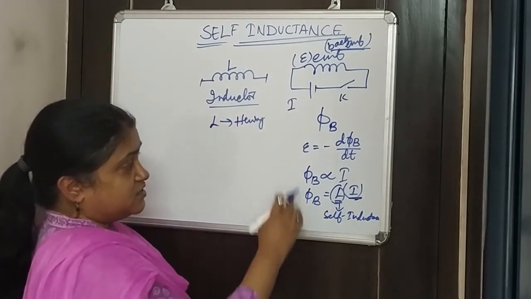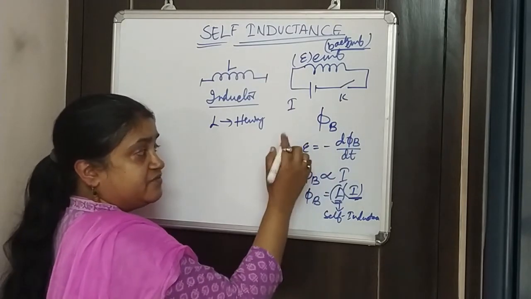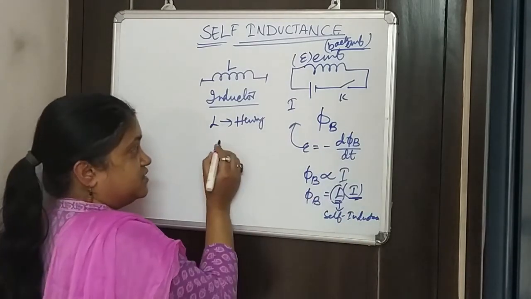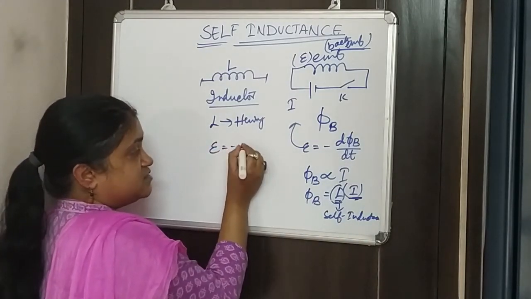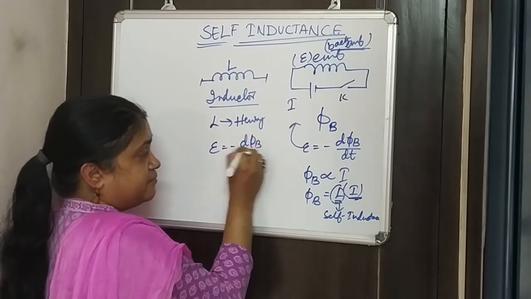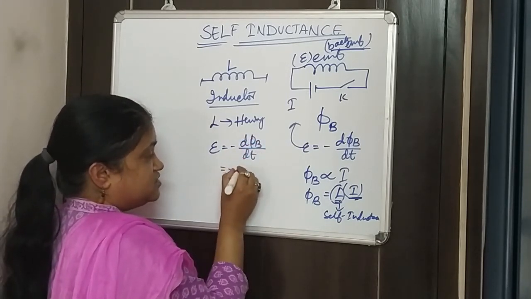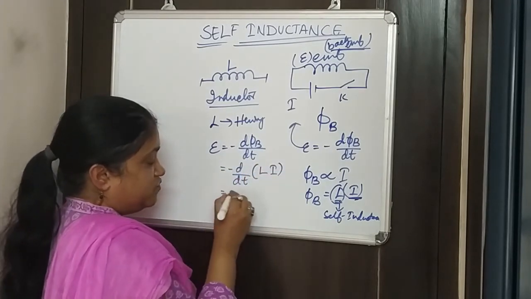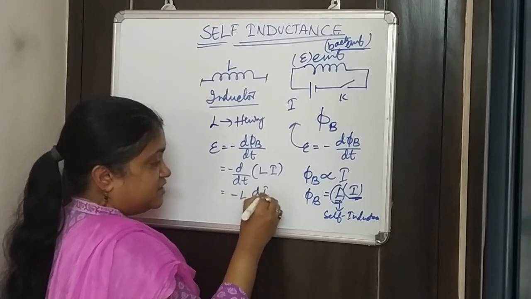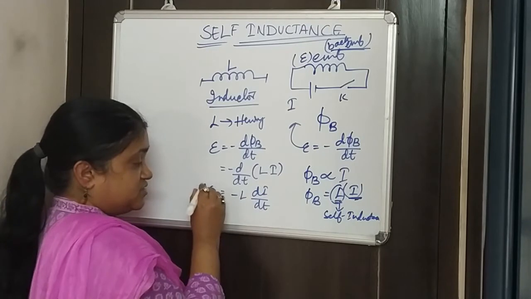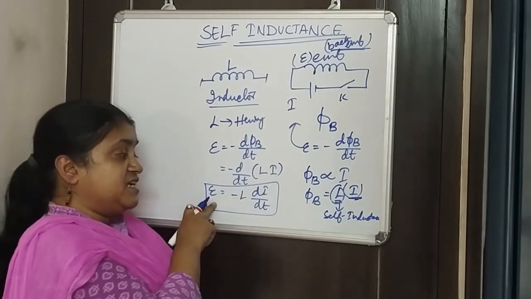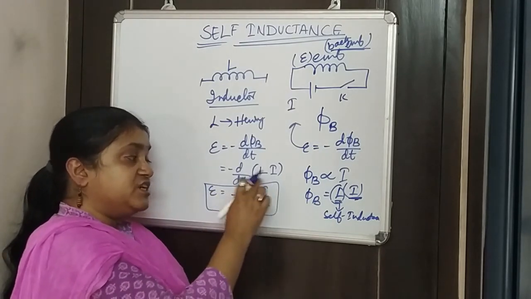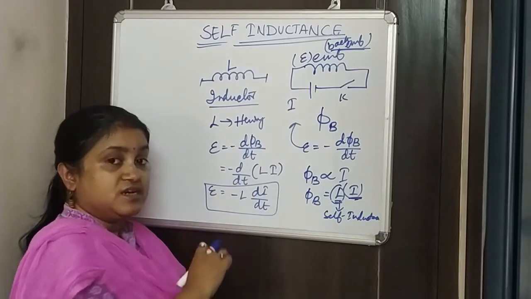If you try to put it in the back EMF, this is the back EMF as we have told. So we can say that E is minus dΦ/dt, which means d/dt of LI, which means L dI/dt. So this is the EMF produced, and this EMF will try to stop any kind of change in the current.